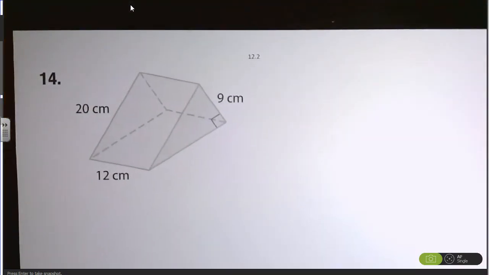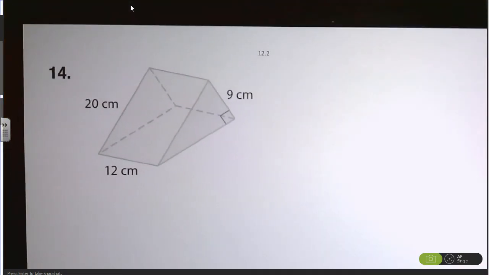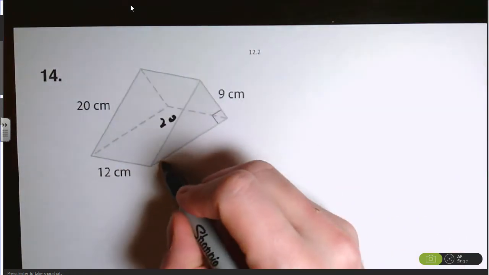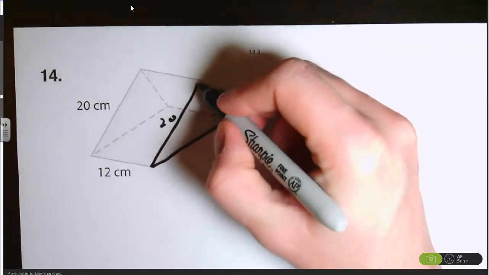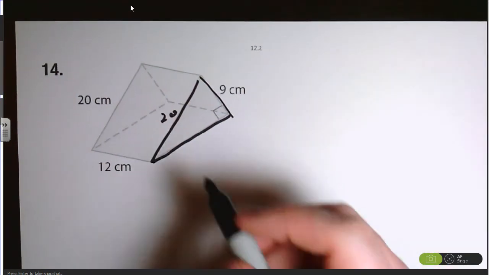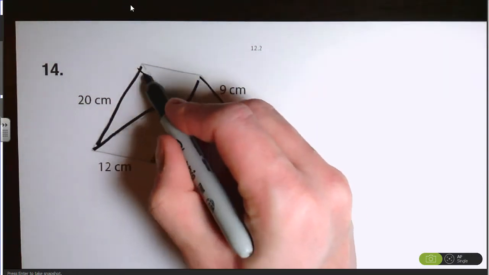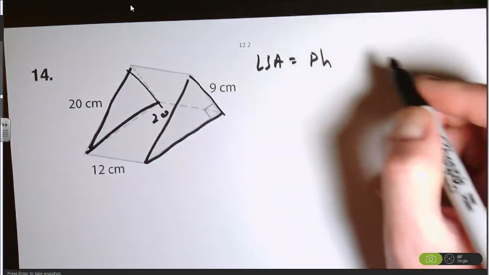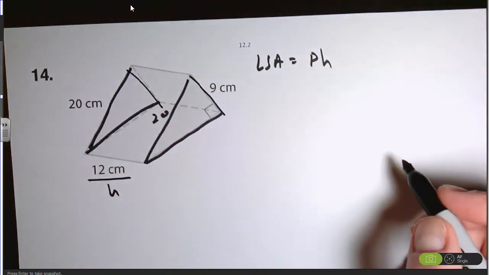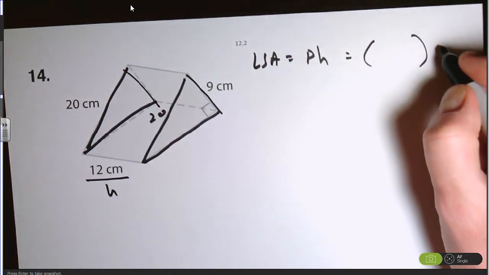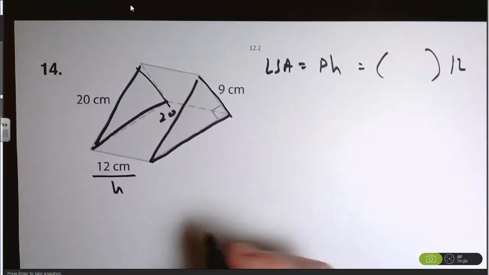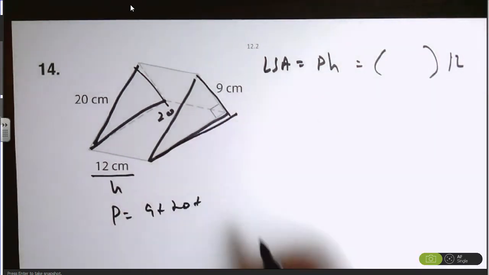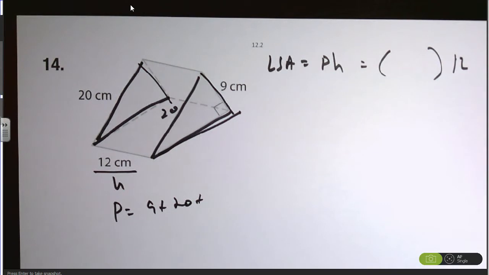Next, we got a triangular prism. The real trick to this one is the fact that you don't know the last side for the perimeter. The bases have to be the triangles because they're the 2 parallel sides. So lateral surface area will be perimeter of the base times the height. This guy here is the height of the prism, so it's whatever the perimeter is times 12. The perimeter is going to be 9 plus 20 plus the hypotenuse. So I have to do the Pythagorean theorem to get that guy.